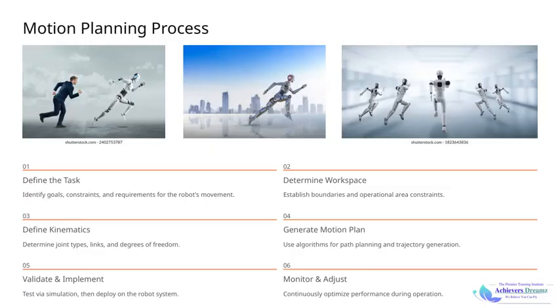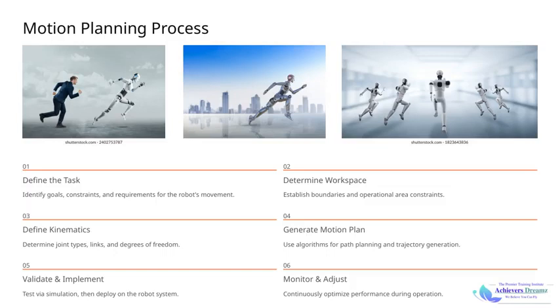Let's take a closer look at the motion planning process. First, we need to define the task. This means understanding what goals we want the robot to achieve, as well as any constraints or specific requirements that will influence its movement. Clear task definition sets the foundation for everything that follows. Next, we determine the workspace. This involves establishing the physical boundaries and operational areas where the robot will be working. Knowing these limits is crucial to ensure safe and efficient operation.